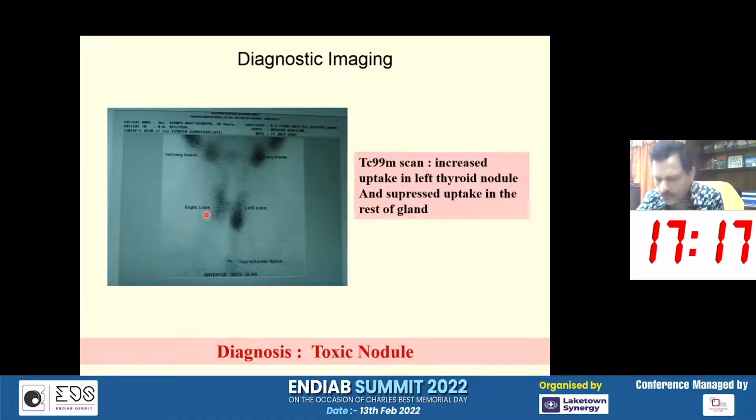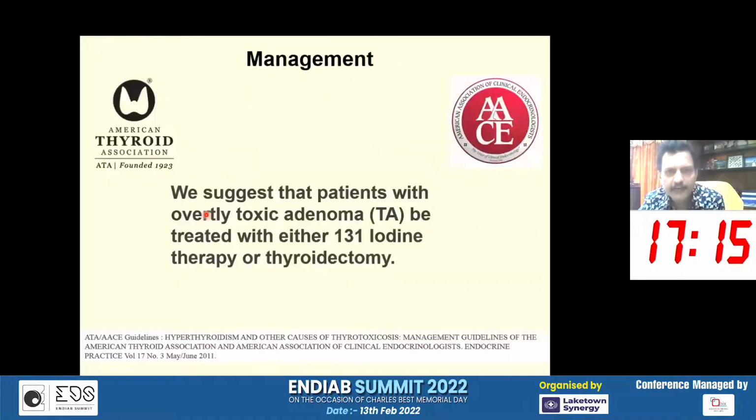And if we look into the guideline, you will find that the toxic nodule should be treated either with 131 iodine or thyroidectomy. So therefore, we will not treat this patient with antithyroid drug. We'll treat this patient with either 131 therapy or thyroidectomy.